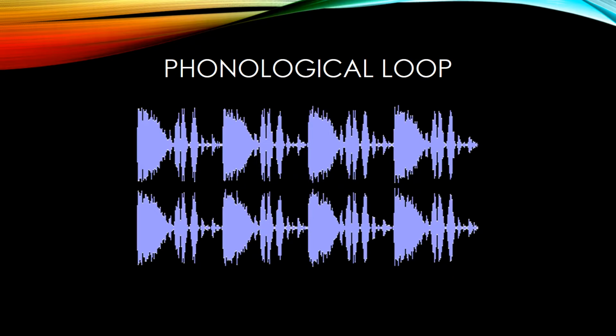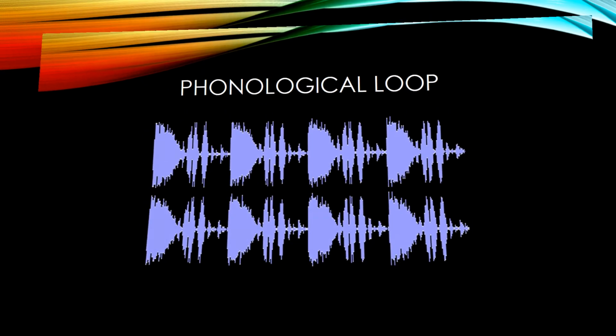According to Na et al. 2000, the phonological loop appears to be in the inferior frontal cortex, inferior parietal cortex, and temporal gyrus, especially in the left hemisphere, which are also the language centers.